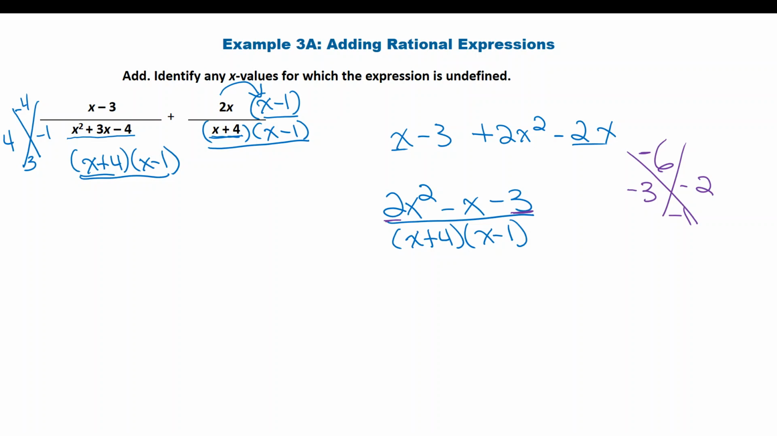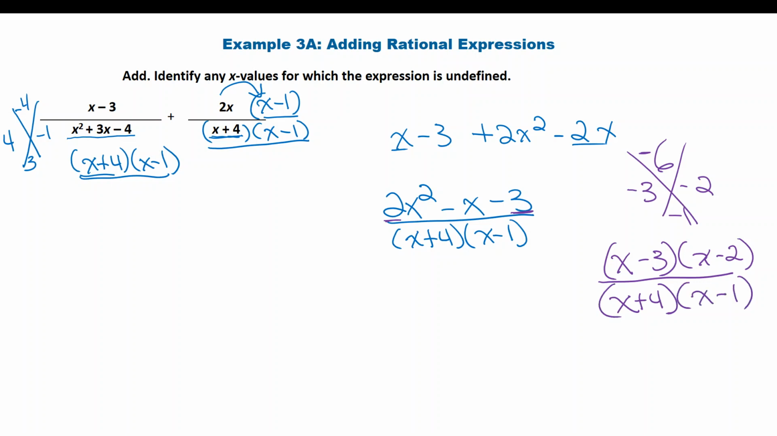So my expression on the top is actually going to be x minus 3 times x minus 2. And my expression on the bottom is x plus 4 and x minus 1. Now there's nothing in common that I can cancel out, so that's what my final answer is going to be.